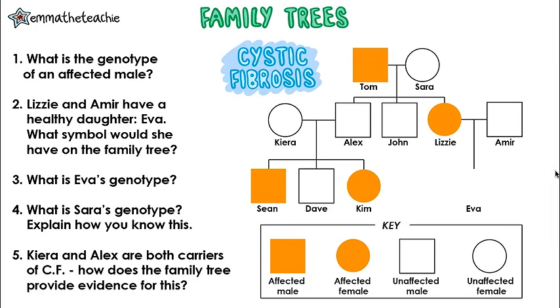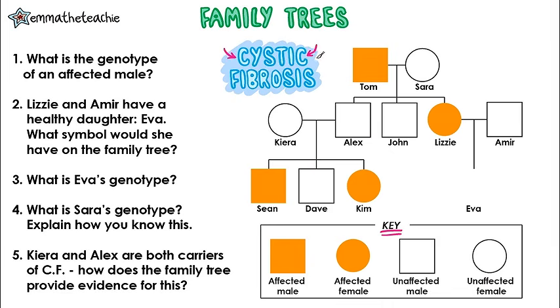The best way to understand family trees is to give some questions a go. So pause and try them and then press play when you're ready to go through them. So always start by looking at the key. Okay, number 1. What is the genotype of an affected male?